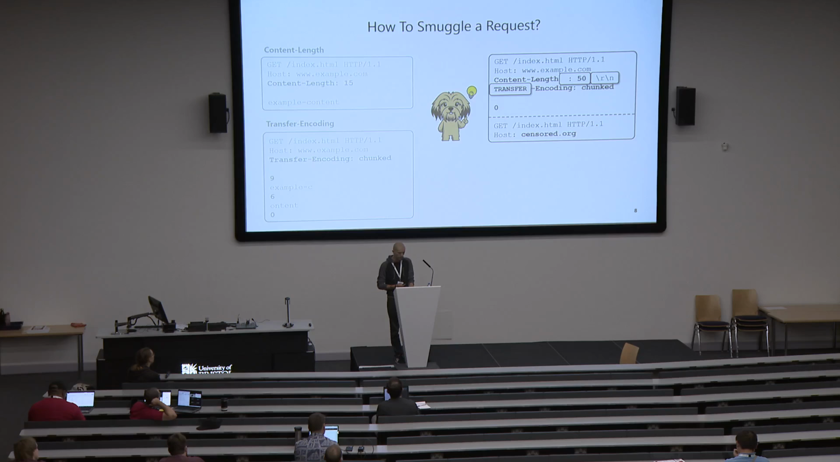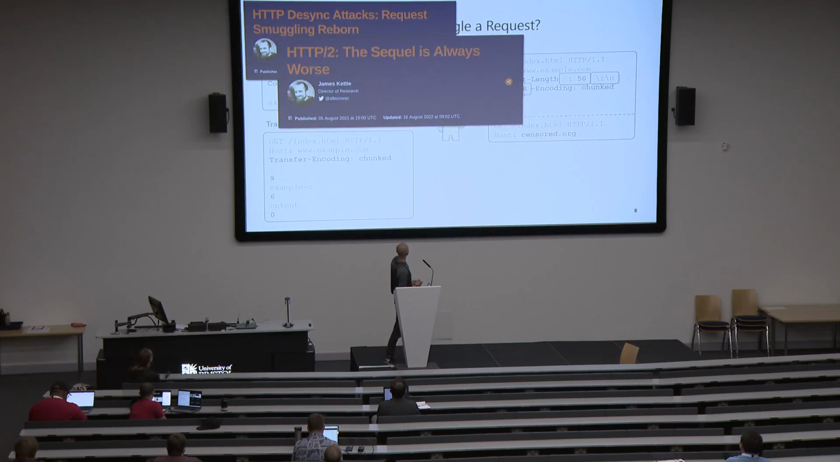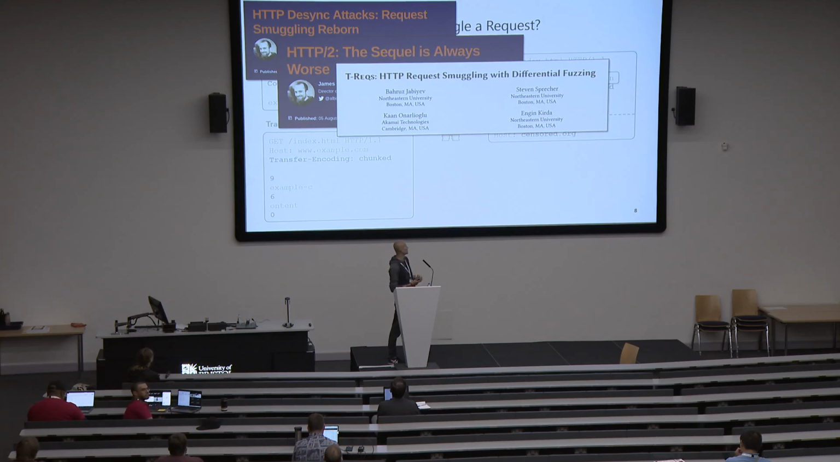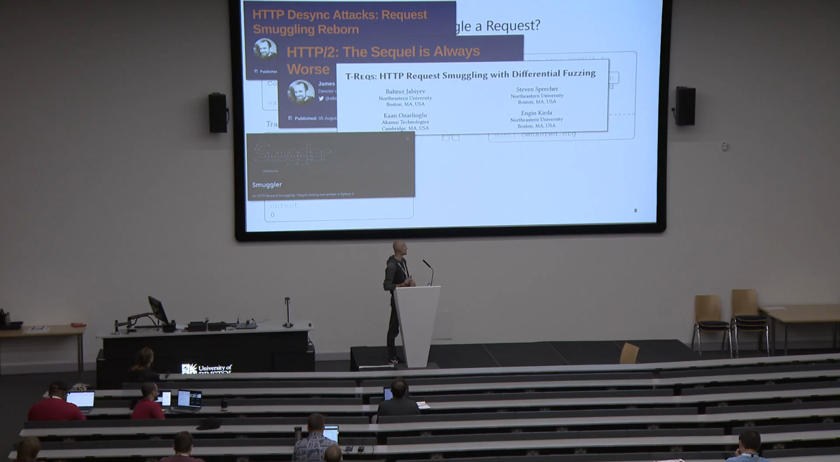This general concept is called HTTP request smuggling, and it has been known to the web security community for quite some time. James Kettle did a lot of work on it. These are just two examples. There has been a paper that tried to find these working alterations using automated fuzzing. There are tools on GitHub that try to find these vulnerabilities in servers.